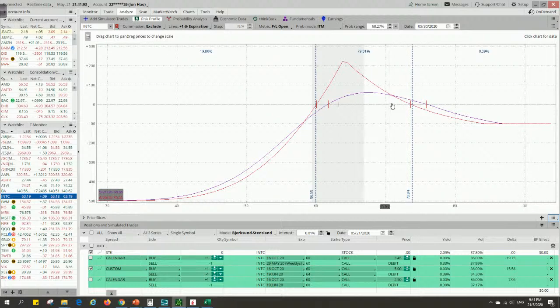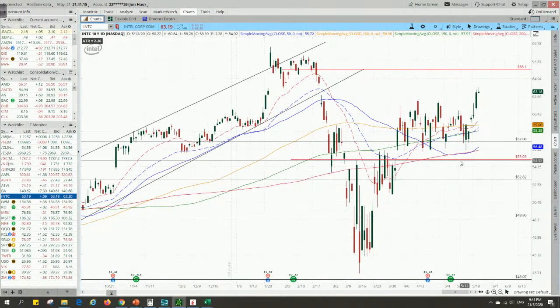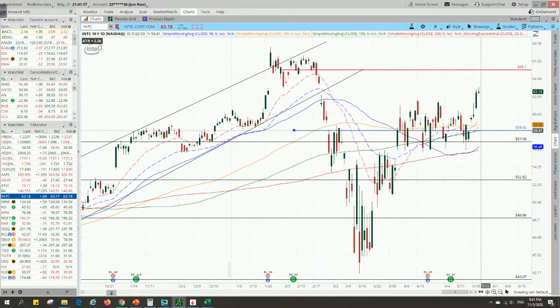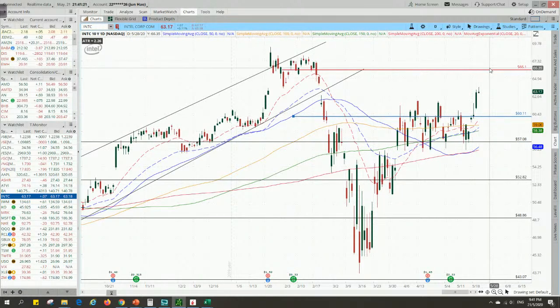But right now we are seeing that I will go into a loss if the stock price moves up too much. But let's look at these levels on the chart: $60 and $74. So $60, that will be around here, and $74.